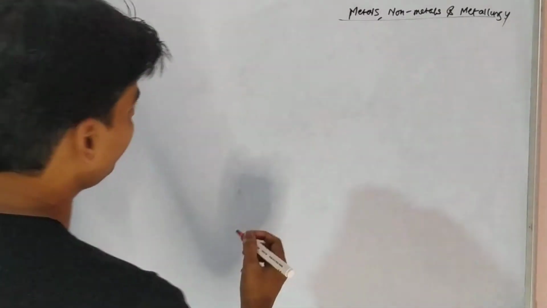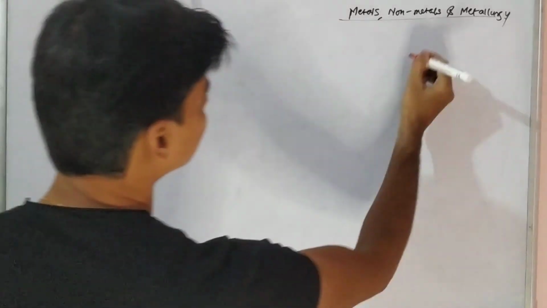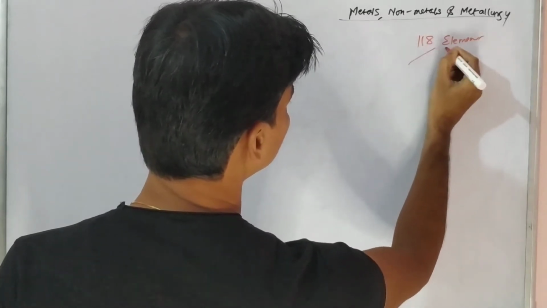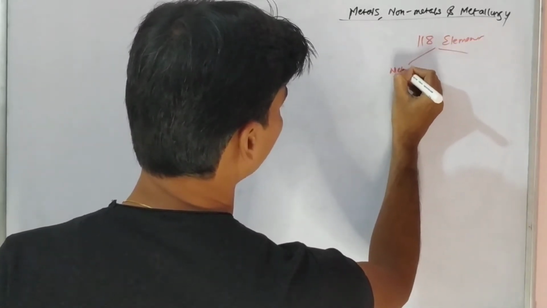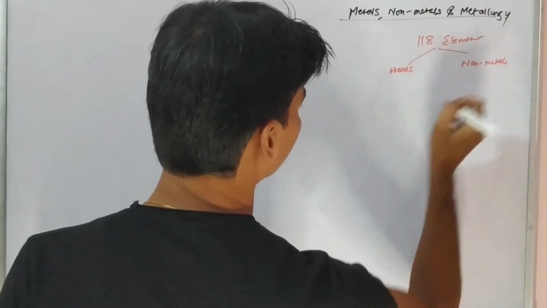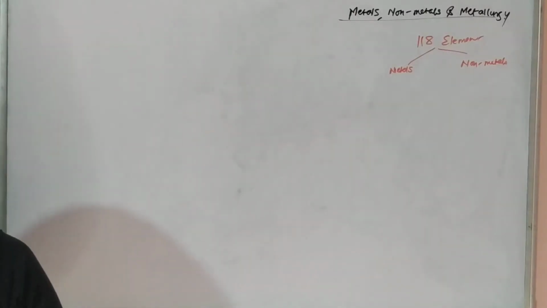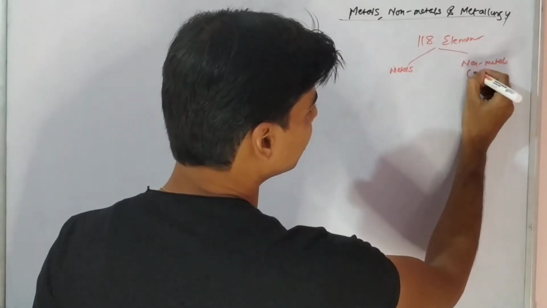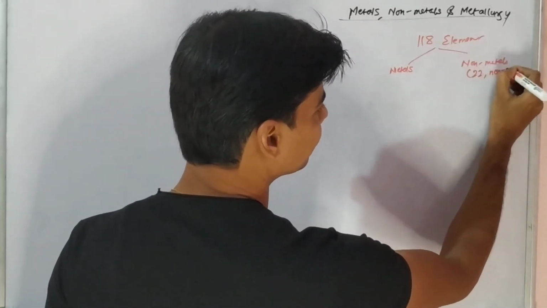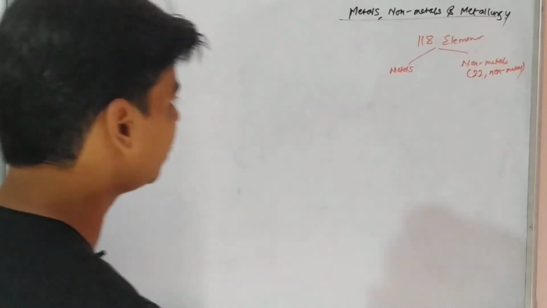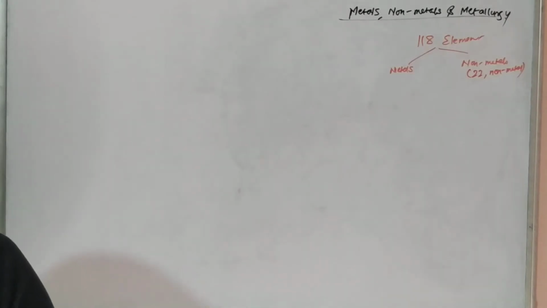Now these 118 elements, we know there are 118 elements, and all these elements are divided into metals and non-metals. We know there are only 22 non-metals. From among these 118 elements, only 22 are non-metals, rest are metals.